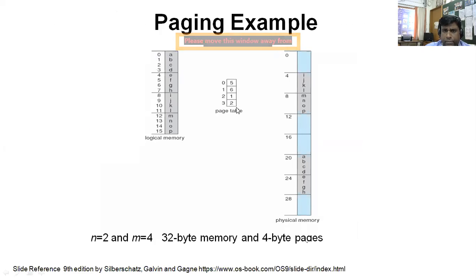ये हमारी पेज टेबल है कि पेज 0 को फ्रेम नंबर कौन सा अलॉटेड है, 5th नंबर का. पेज 1 को फ्रेम नंबर कौन सा अलॉटेड है, 6 नंबर का. सिमिलरली पेज 2 को फ्रेम अलॉटेड है 1 नंबर का और पेज 3 को अलॉटेड है 2 नंबर का.